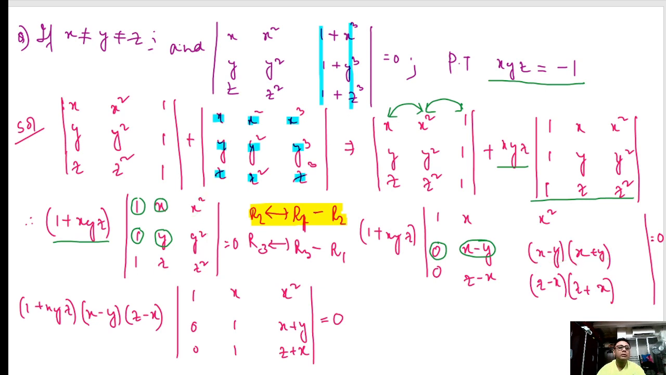Next, what we are seeing is that we can take an x minus y common. You see, from the second row I can take x minus y common.